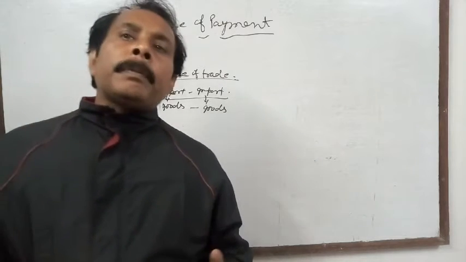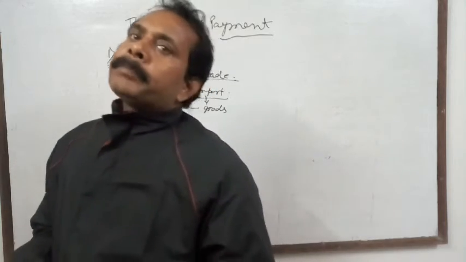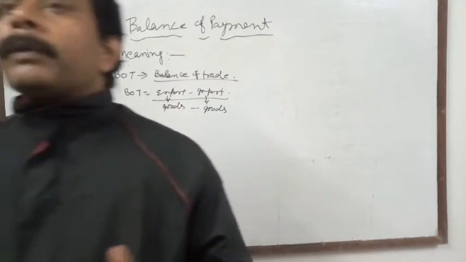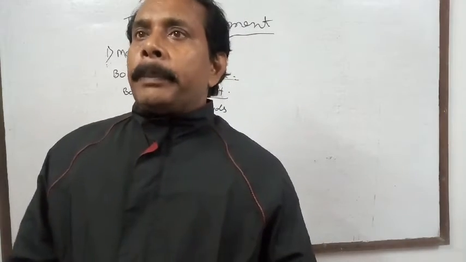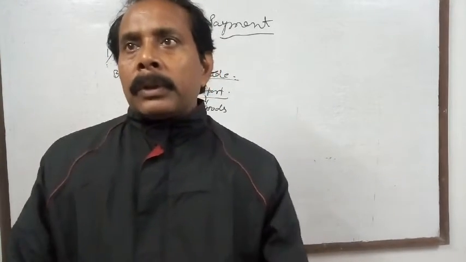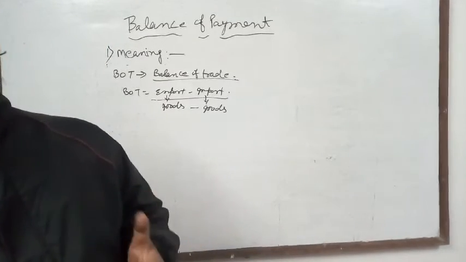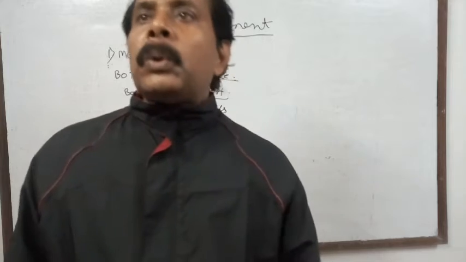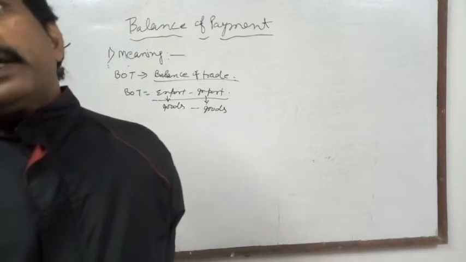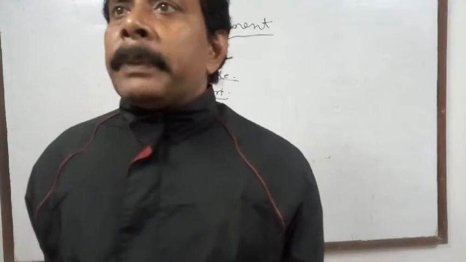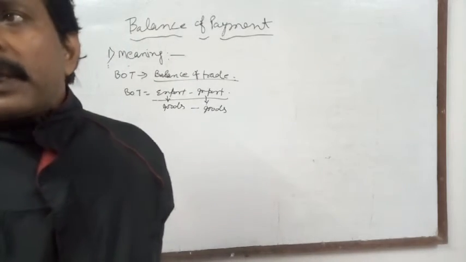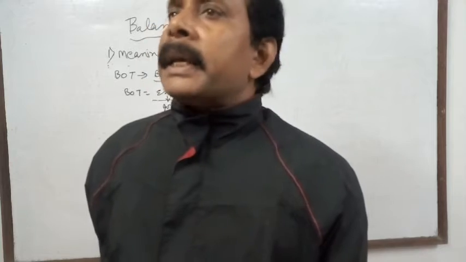So on the basis of BOT, one question basically arises: what is the difference between BOP and BOT? Is it clear? So first of all, we will take the meaning. What is the BOT? BOT refers to the difference between the amount of goods that is exported and the amount of goods that is imported. Okay, it does not include invisible items. It only includes visible items. Whereas BOP is an accounting statement that provides a systematic record of all economic transactions between the residents of a country and the rest of the world in a given period of time.